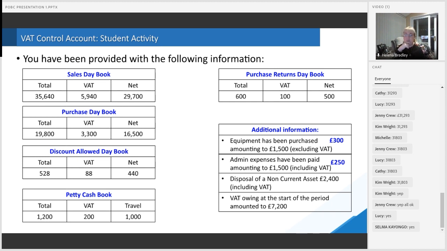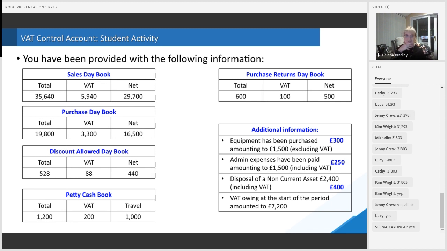And the disposal of the non-current asset, it's 2,400. It includes VAT. I've sold an asset, so I'm going to put that VAT on the credit side of the VAT control, and the VAT figure is 400. Just be careful if the figure includes VAT or doesn't. And I'm told that at the start of the period, I owe 7,200 to HMRC. So that's a balance brought down as a credit. I have a liability, I owe them.